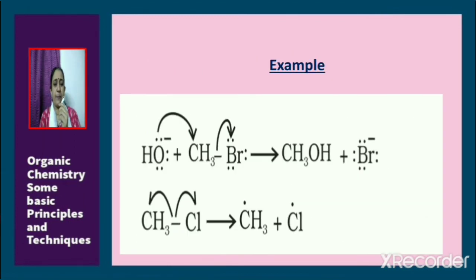For example, CH3Br plus OH minus gives CH3OH plus Br minus. Here Br gets replaced by OH. Now consider CH3Cl. Here homolytic bond breaking takes place, and as a result of which we get the species methyl free radical CH3 and chlorine radical Cl.